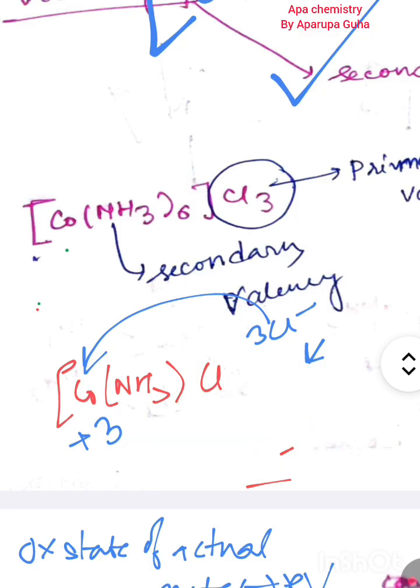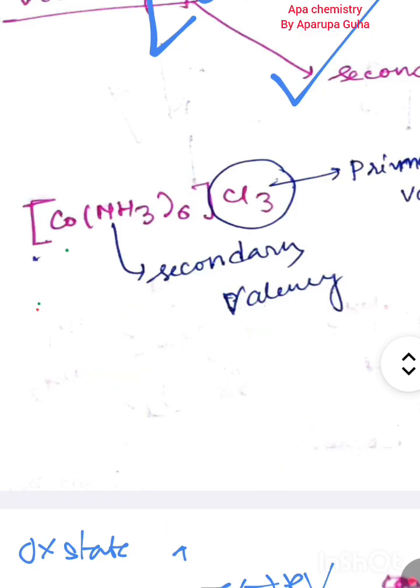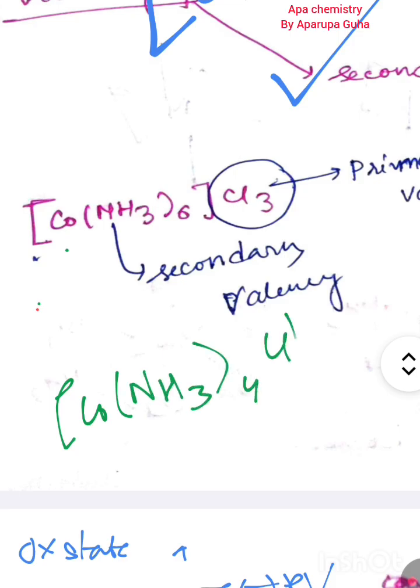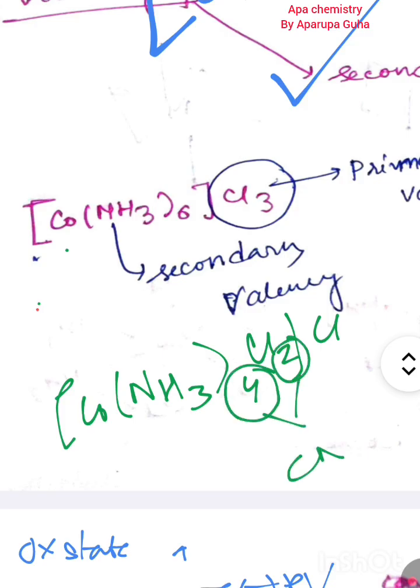See that. If there must be cobalt, [Co(NH3)4Cl2] and there must be Cl. So we have to consider this 4 and this 2. These are the coordination number, that means secondary valency, right? So that means what? We forget this Cl for secondary valency.